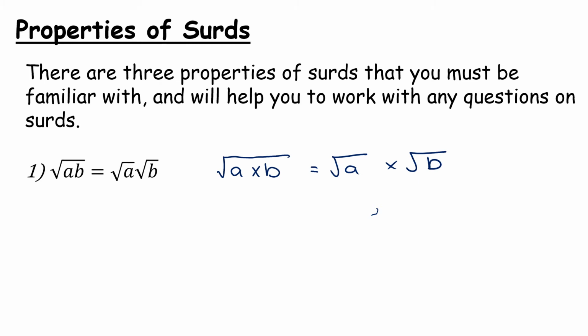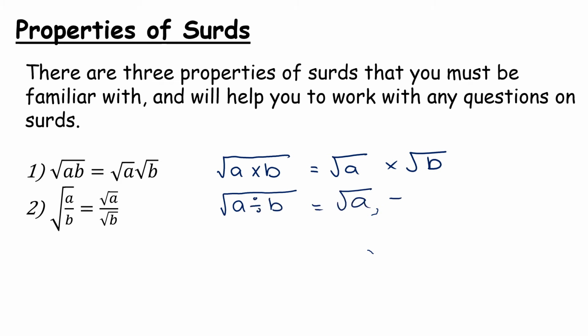So the second property you need to work with is quite similar. It's about a fraction. So if I have a fraction, and remember with fraction we have division. So really what this is, if I have A divided by B under the square root, it's the same thing as the square root of A divided by the square root of B. So remember that fraction means division. So those two are like the opposites of each other.